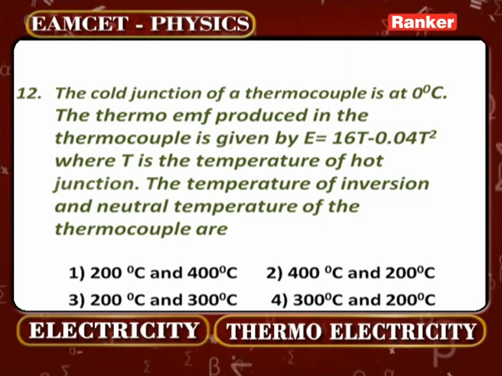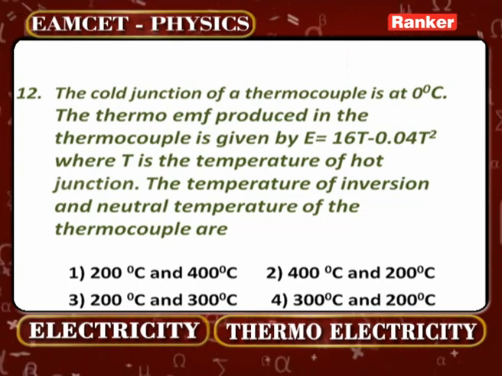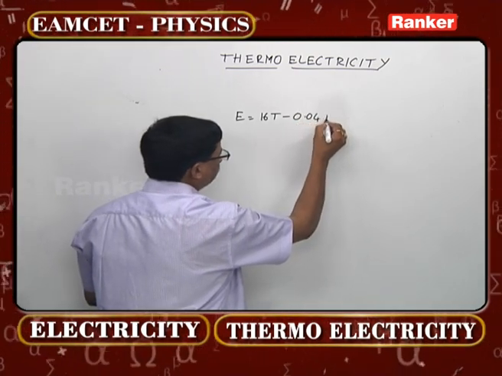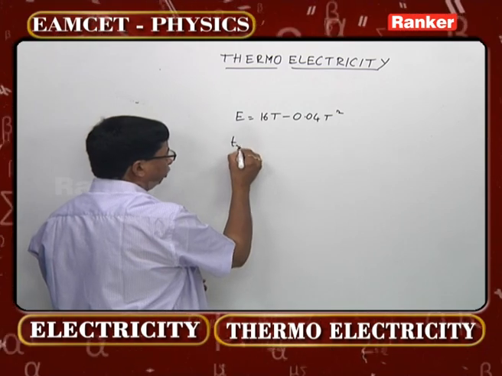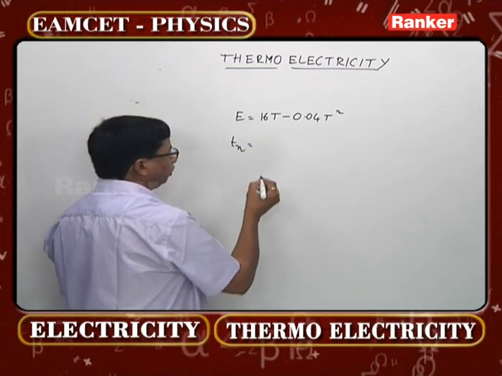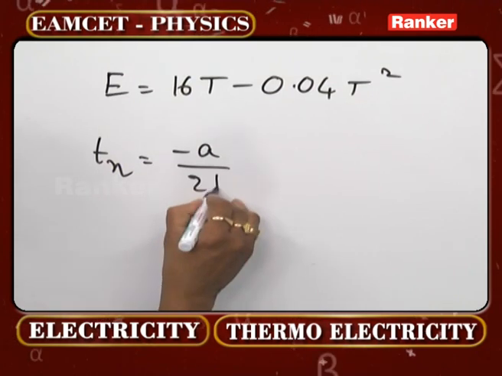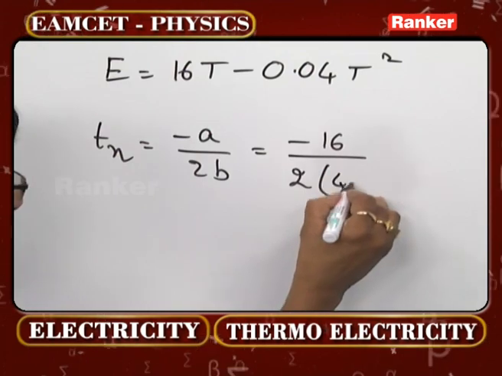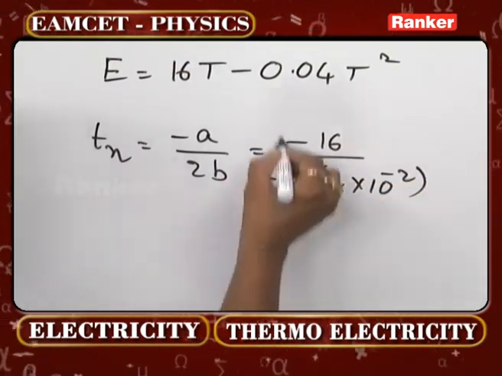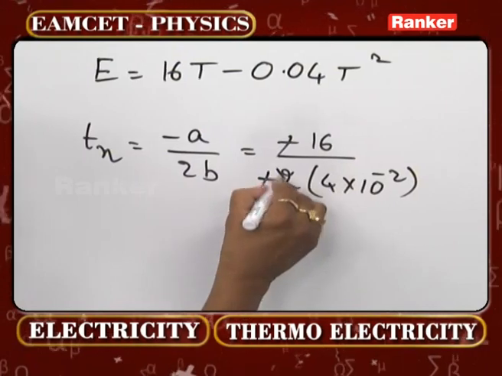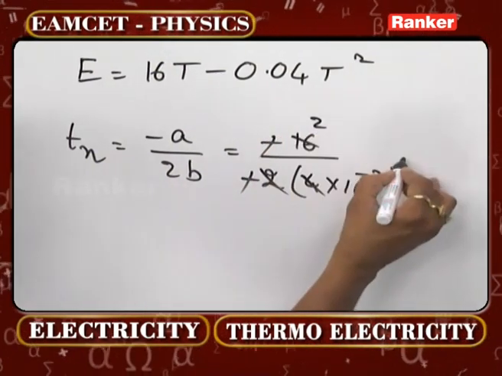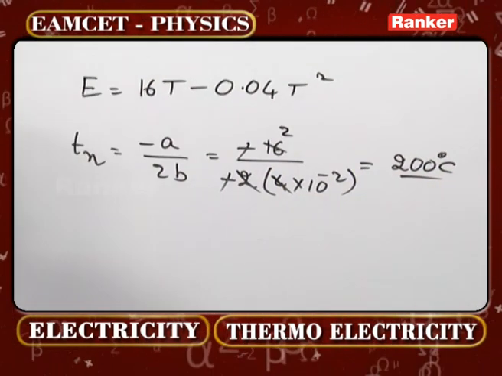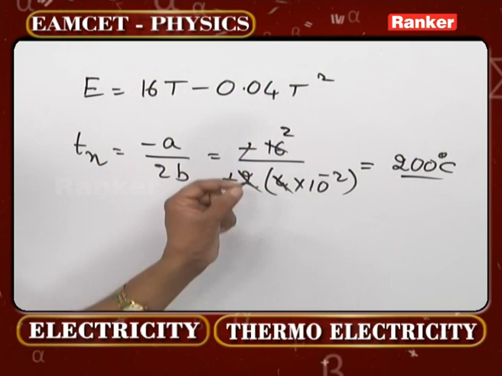So look at that equation given. First of all, E is equal to 16t minus 0.04 t square. By this time you are all familiar with the formula. What is neutral temperature? Minus A by 2B. So minus 16 by 2 times B, 4 into 10 power minus 2 with a negative sign. Minus gets cancelled. 2 for the 8, that goes twice. So 10 power minus 2 going up, it now becomes 200 degrees centigrade. So neutral temperature must be 200 degrees.